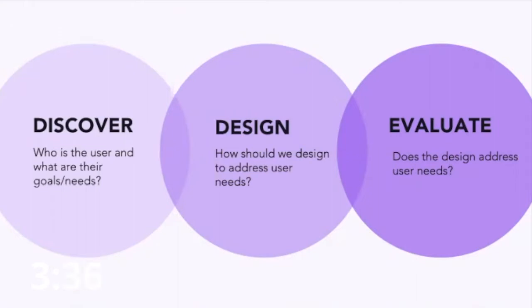There are 3 phases of a UX cycle: discover, design, and evaluate. User feedback is coming either directly or indirectly in each of these 3 phases. Let's talk about the first one. In the discover phase of a UX cycle, the question we're really asking is, who is the user and what are their goals or needs?